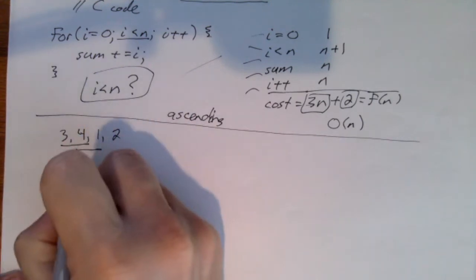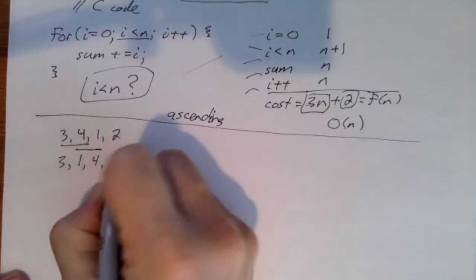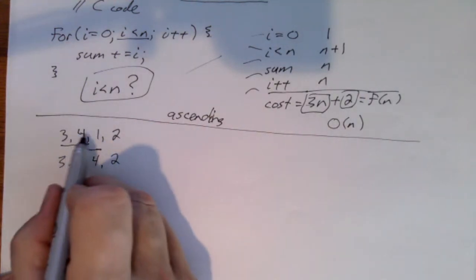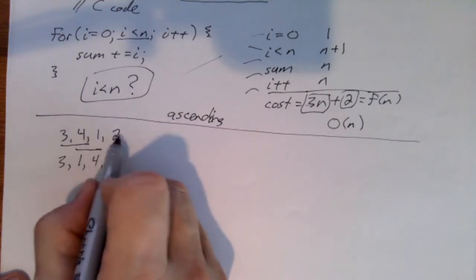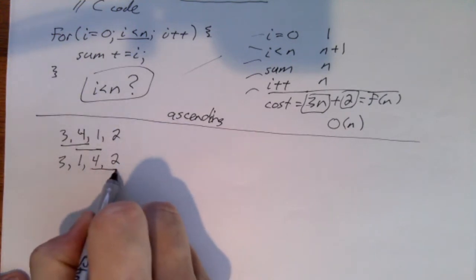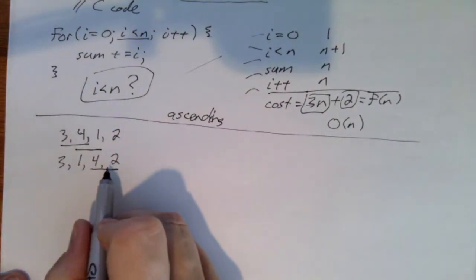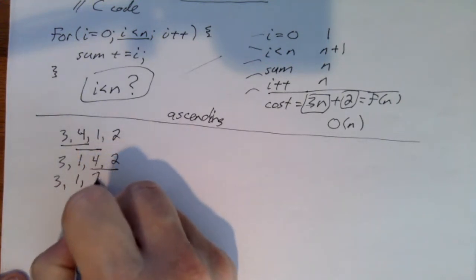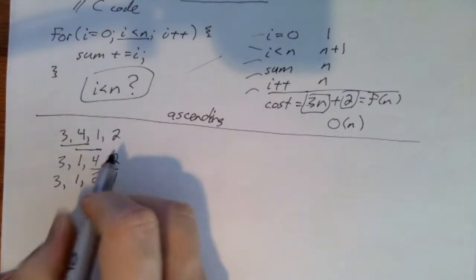So the 3 is left where it's at. We now have 1 here, we have 4 here, and we have 2 here. And now we move over again. Whether we swap or not doesn't change the fact that now we're gonna move over and look at the next pair, which would be these right here. And these are also in the wrong order. So the 3 and the 1 stay where they're at, and we swap these two.